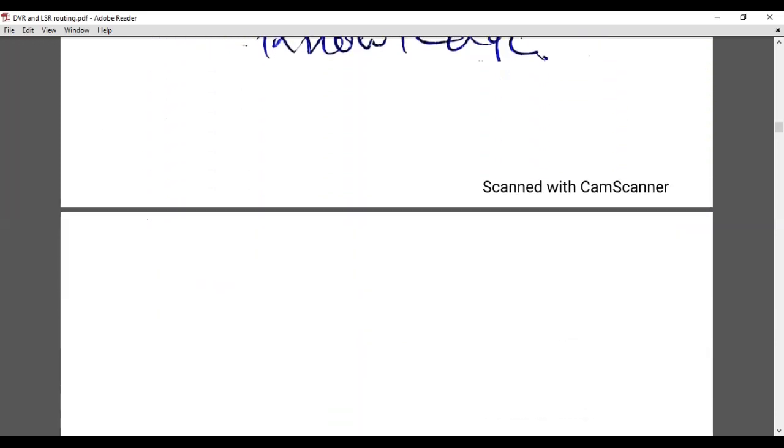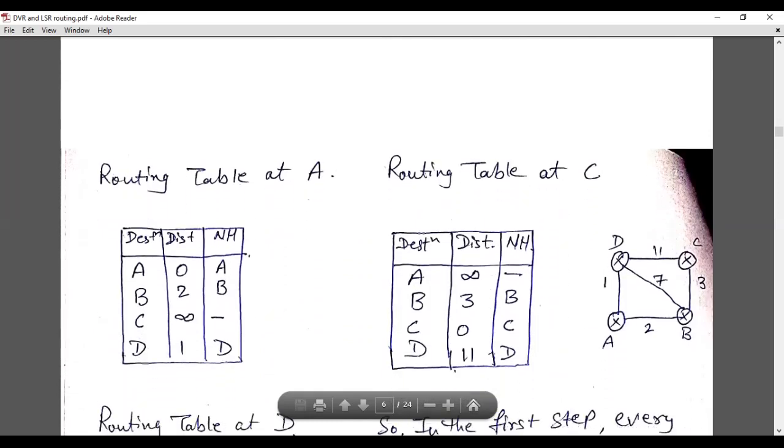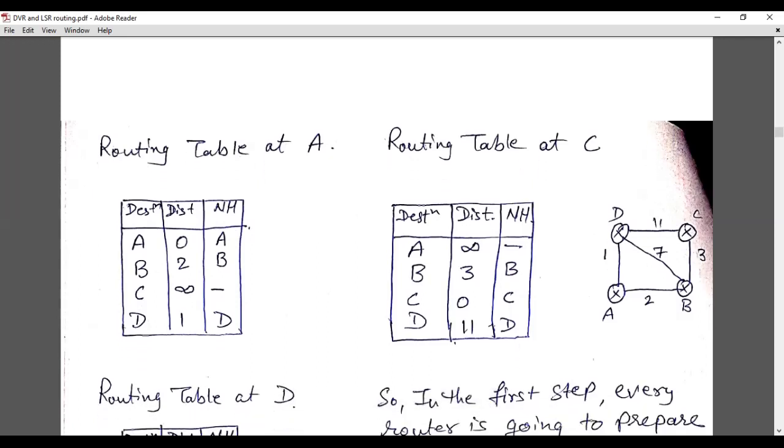In the next stage, what would the routing table at A be, using the same diagram? A to A is 0, and A to B is a distance of 2, with next hop B. A to C is not defined, so it is infinity and dash, as the next hop is not known. Are you getting it? There is no direct path from A to C. A to D has an edge with distance 1, and D is the destination.